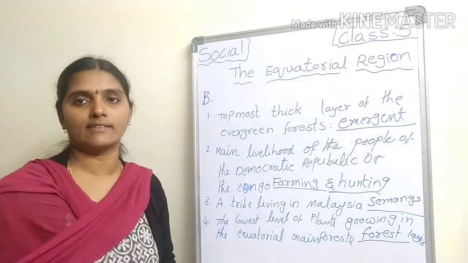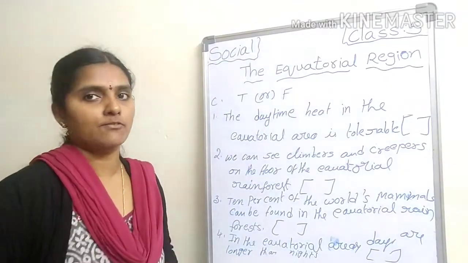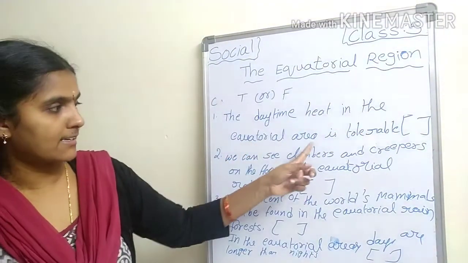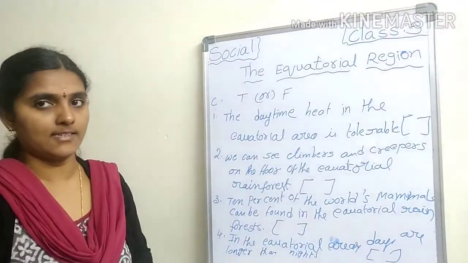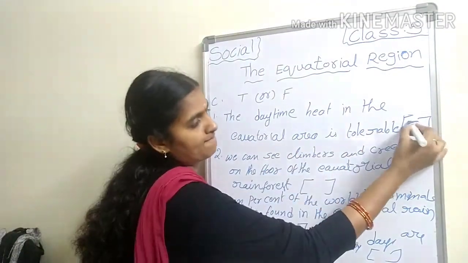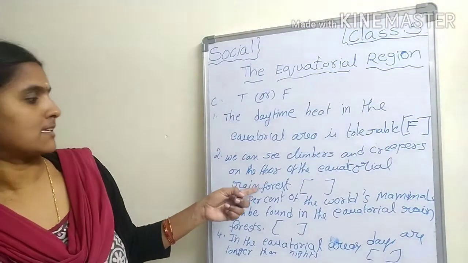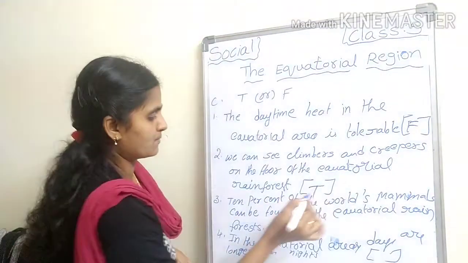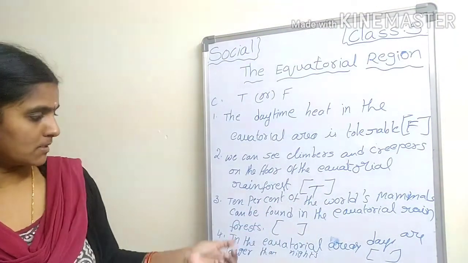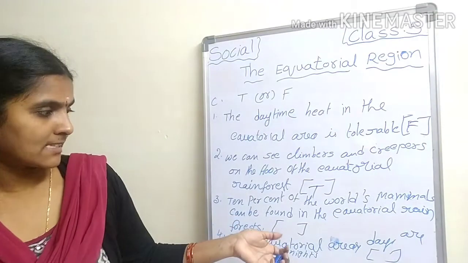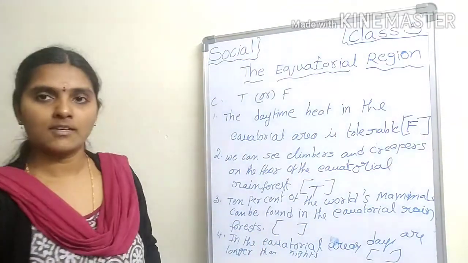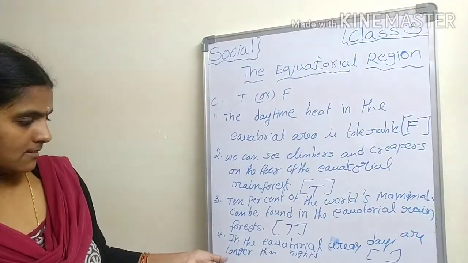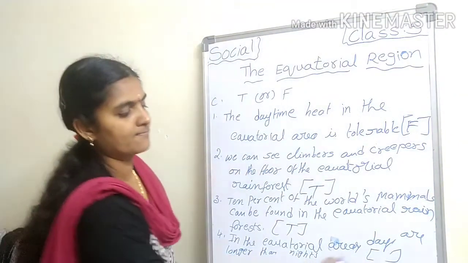Next, true or false. First, the daytime heat in the equatorial area is tolerable. False. We can see climbers and creepers on the floor of the equatorial rainforest. True. Ten percent of the world's mammals can be found in the equatorial region forest. True. In the equatorial areas, days are longer than nights. False.